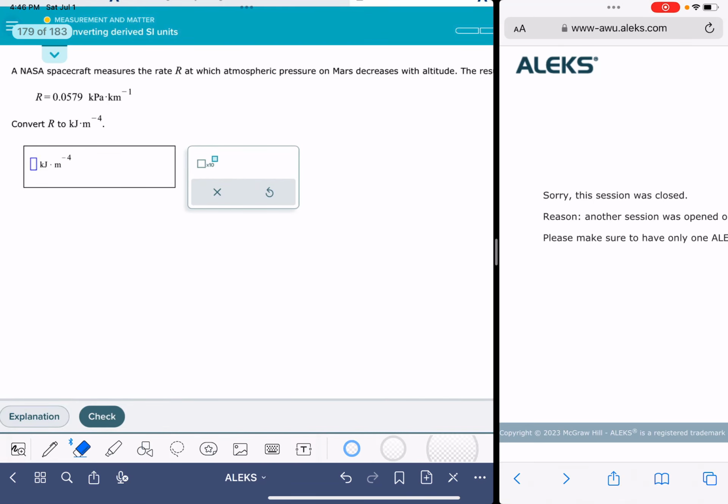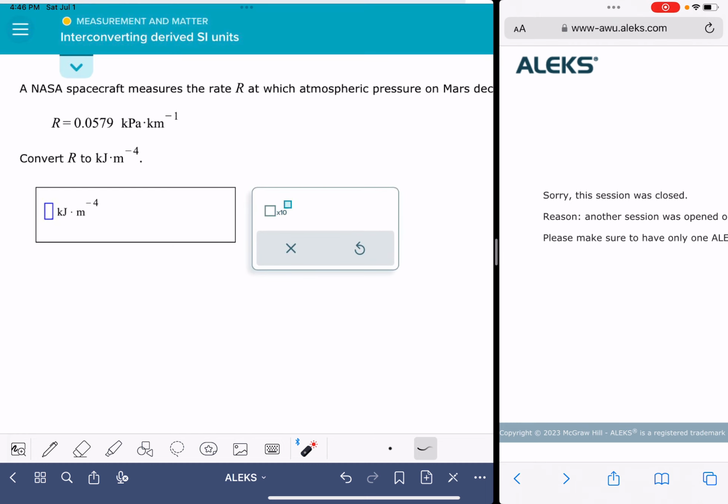In this video, I'm going to show you how to solve the ALEKS problem called Interconverting Derived SI Units. So this problem is a unit conversion, but it is definitely not a simple unit conversion. This is a pretty complicated one.